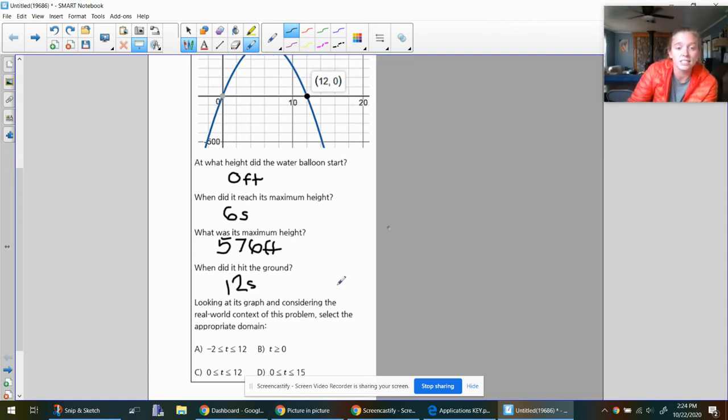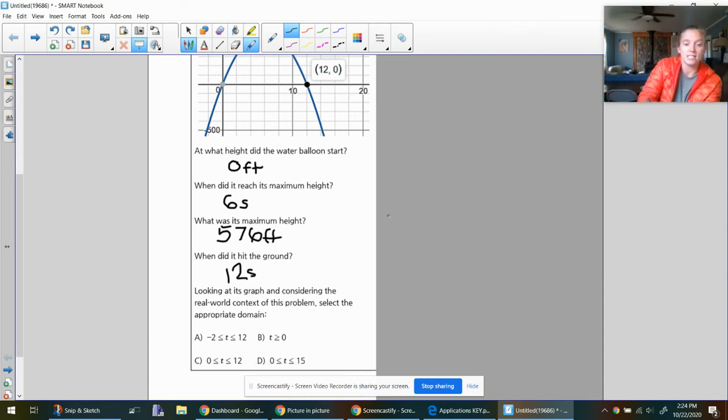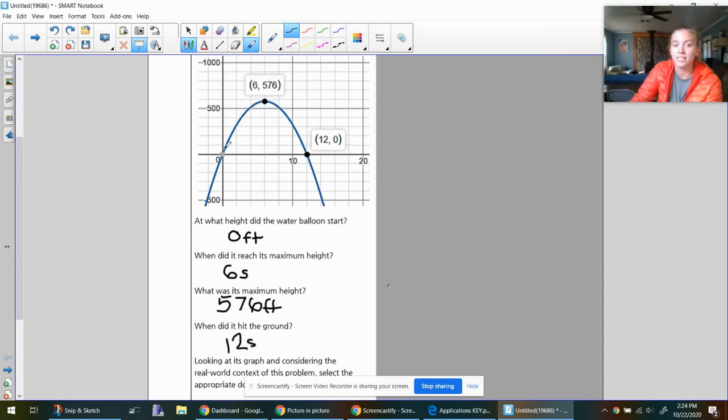So in this case, the domain that makes the most sense is t is greater than or equal to 0 and less than or equal to 12. That's because the water balloon is really only in motion from seconds 0 to 12. While our graph has it continuing in both directions, we have to realize that the real world consequences of this graph mean that it's probably not going to exist down here.